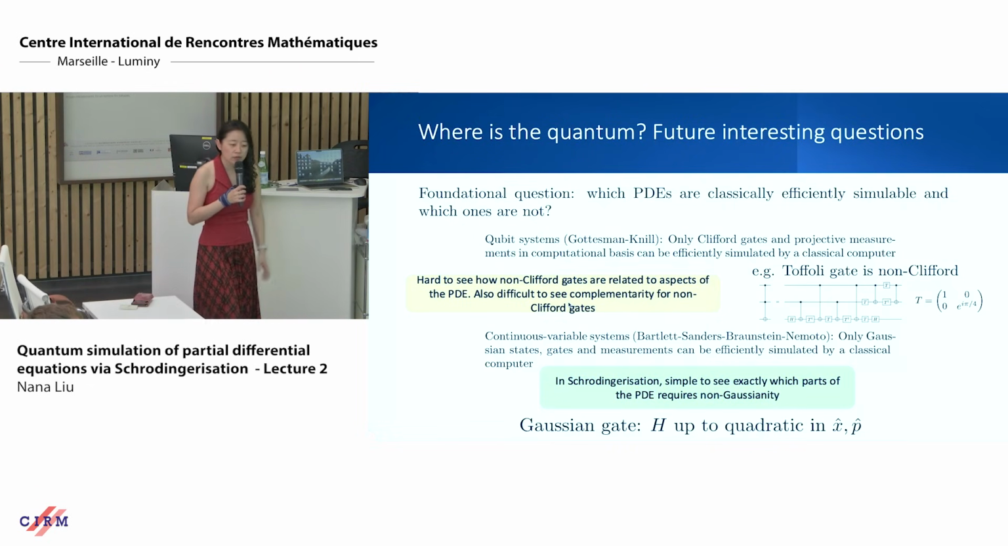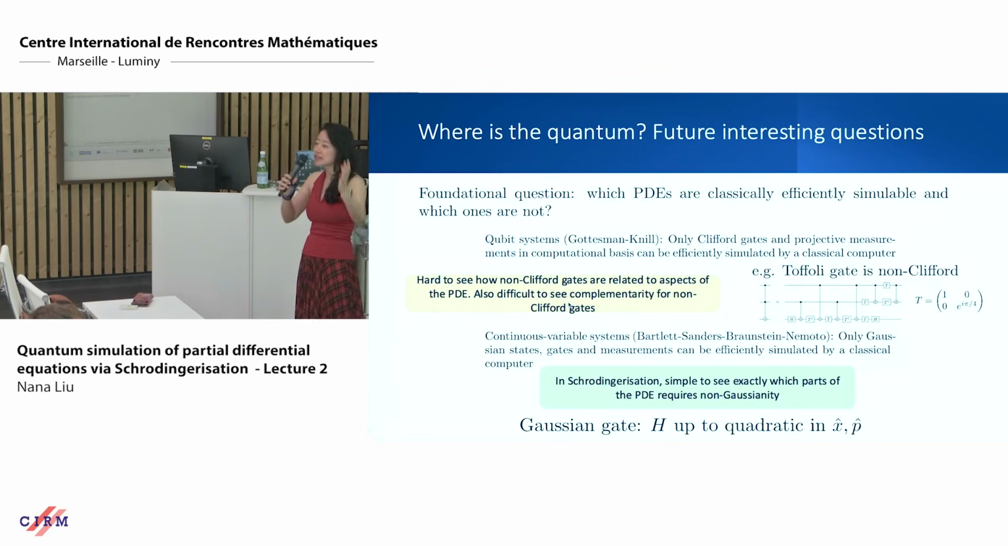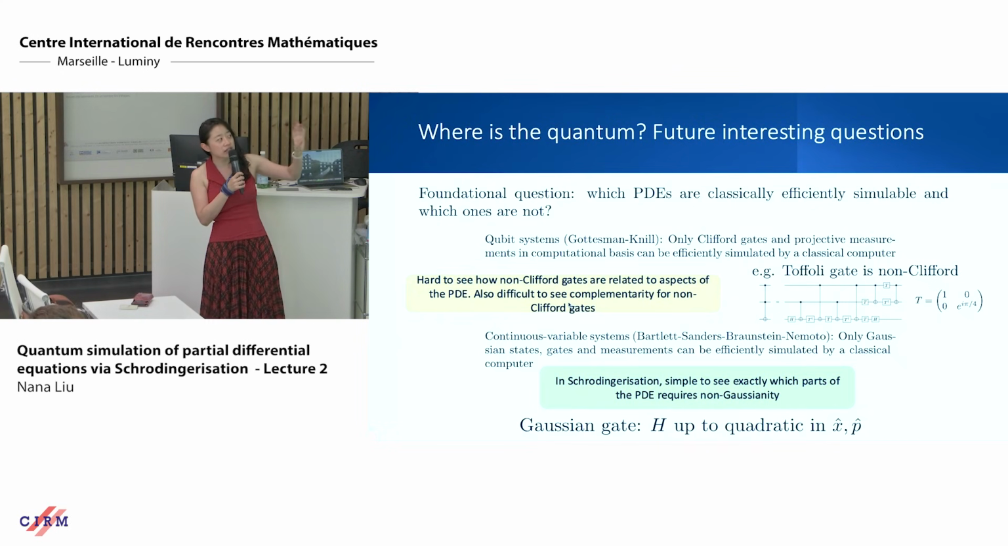Now, if you were to apply this to our PDE simulation, once you discretize your PDE and you have this huge matrix that you have to decompose in terms of Clifford and non-Clifford gates, I've completely lost the physics, right? If you say, okay, how many non-Clifford gates do we actually need? Well, what does that actually mean with respect to the original physics of the PDE that we're studying? It gets lost in all of that. So it's hard to see how non-Clifford gates are related to aspects of the PDE.